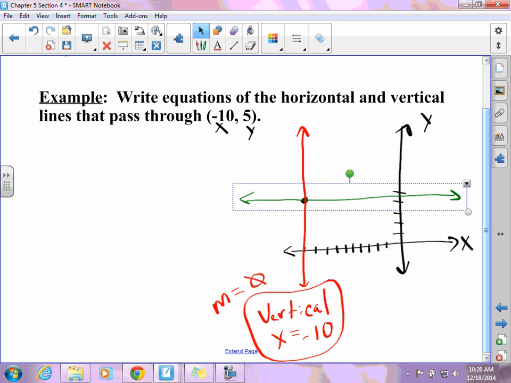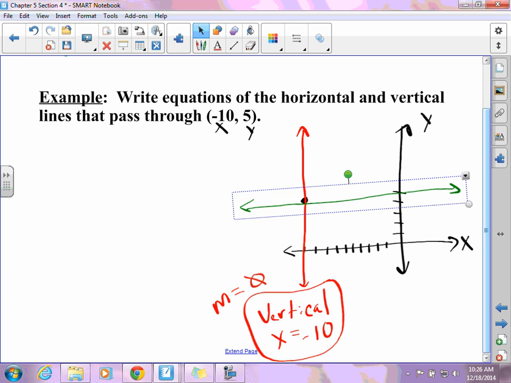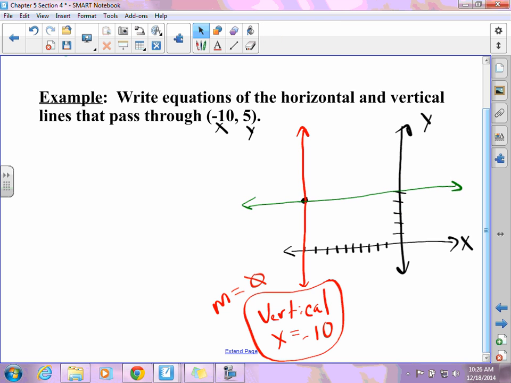There, kind of get the idea. There we go, horizontal line. So I'm going to write horizontal, right? And it cuts what axis? The y. And where does it cut it? At 5. And I'm done.